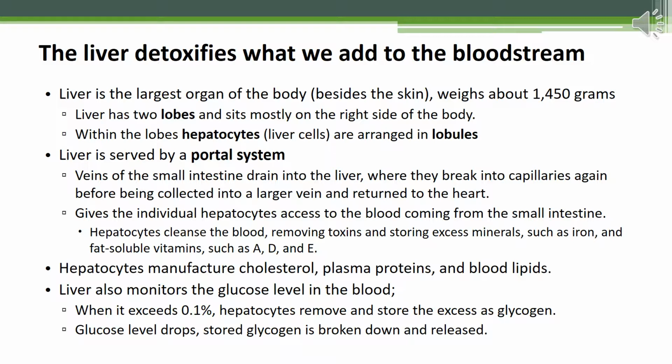And the third function we're going to look at, or maybe it's not really the third function, but another function we're going to look at, is that the liver also monitors the glucose levels of the blood. When glucose levels exceed 0.1%, the hepatocytes remove and store the excess glucose as glycogen. When glucose levels drop, the stored glycogen is broken down into glucose and released into the bloodstream.